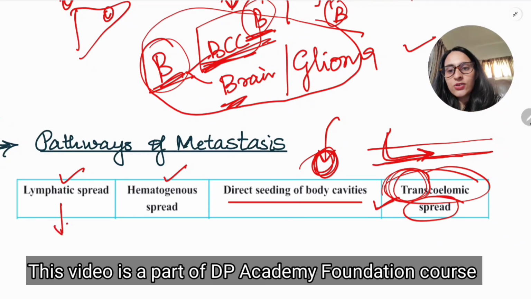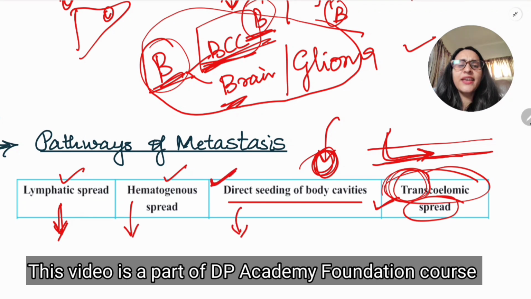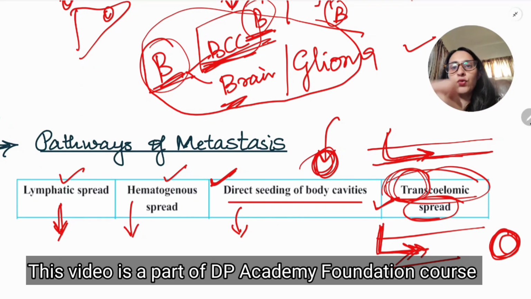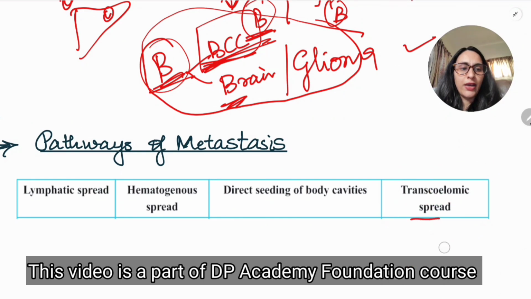Lymphatic spread is like taking a cruise. Hematogenous spread is like taking a flight. Direct seeding of the body cavities is like taking a cab, or transcoelomic spread is like taking a car and going on a road trip. So the road is the coelomic cavity, but they are going and sitting somewhere else, and the route they are taking is the body cavity. So these are the four spreads. Let's talk about these spreads of metastasis one by one.